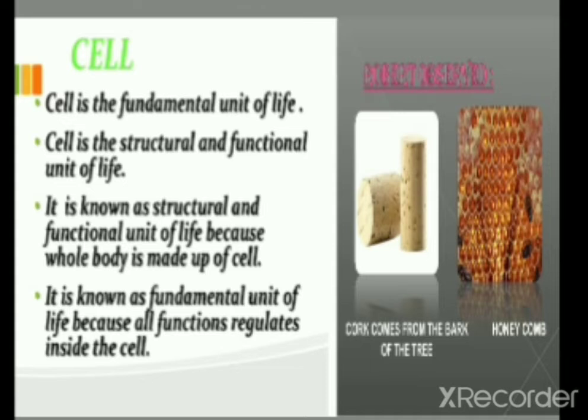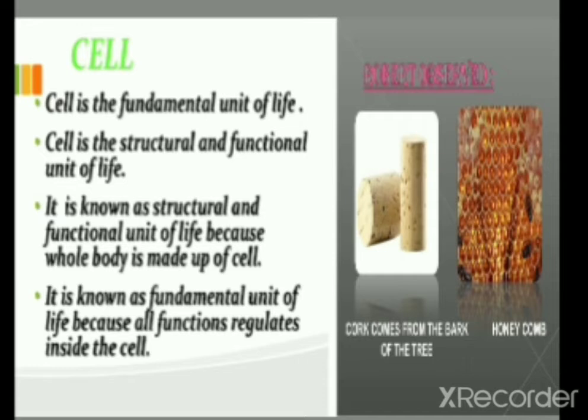Now let us see who discovered the cell and how. This cell was discovered by a scientist named Robert Hooke in 1665. Robert Hooke discovered cells with his own self-designed microscope. He used to observe so many different objects, and one day, out of his own curiosity and interest, he observed a slice of a cork.